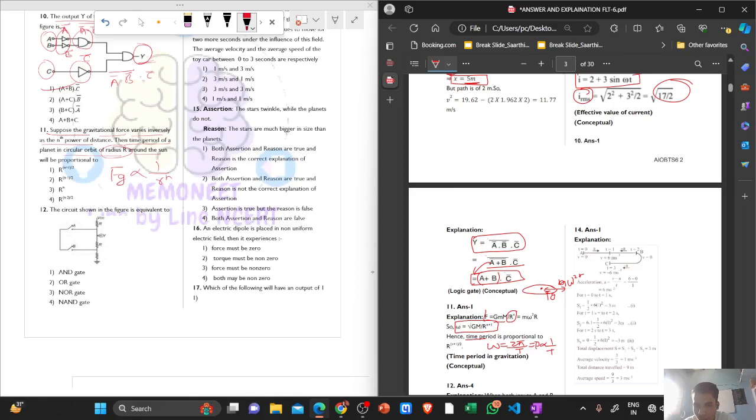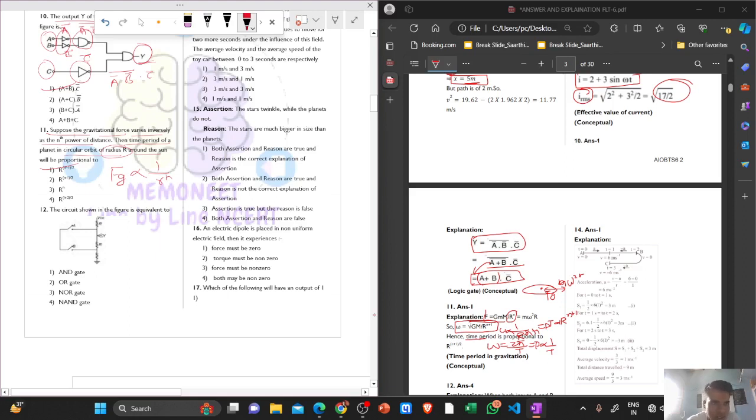So if omega is proportional to r to the power (n plus 1) by 2, then your T is proportional to r to the power (n plus 1) by 2. So the correct option is r to the power (n plus 1) by 2. Option number 1 will be the correct answer.